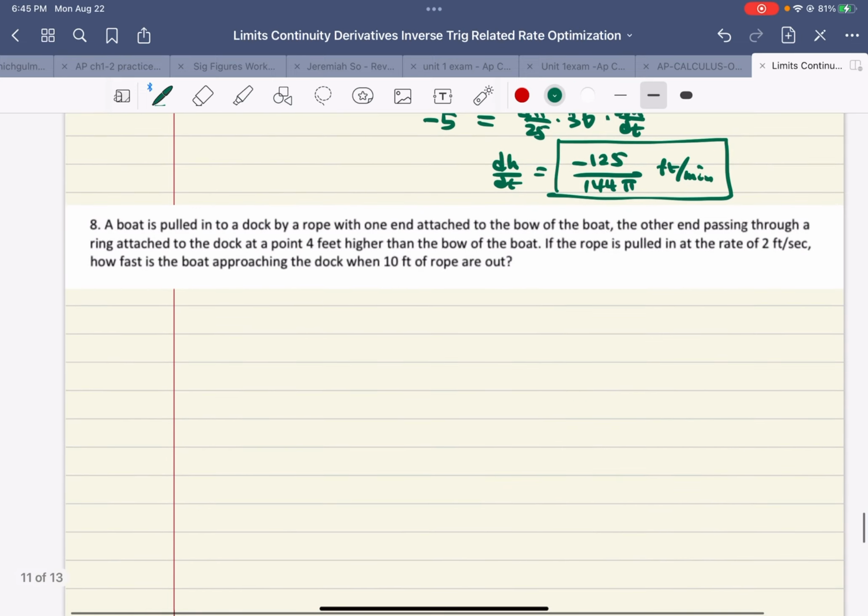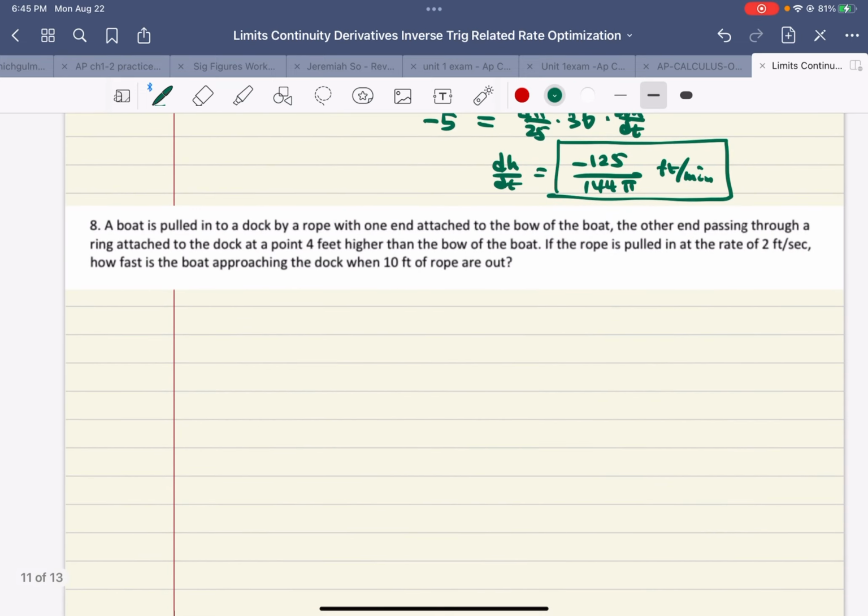Okay. Now number 8. A boat is pulled in to a dock by a rope, one end attached to the bow of the boat, and the other end passing through a ring attached to the dock at a point 4 feet higher than the bow of the boat. If the rope is pulled in at the rate of 2 feet per second, how fast is the boat approaching the dock when 10 feet of rope are out?